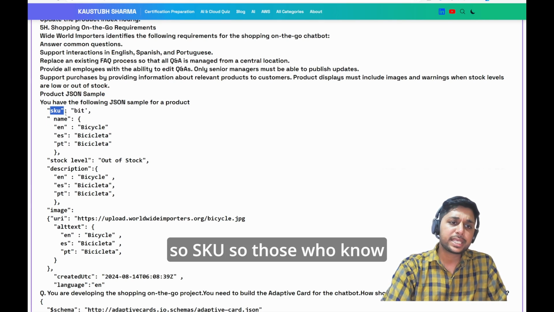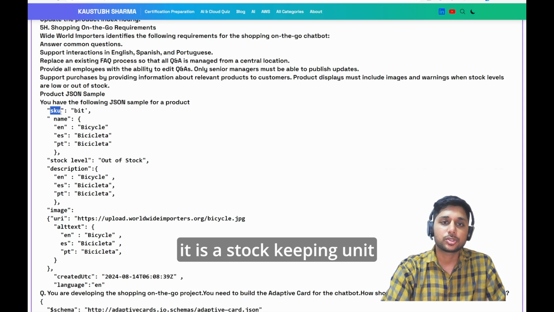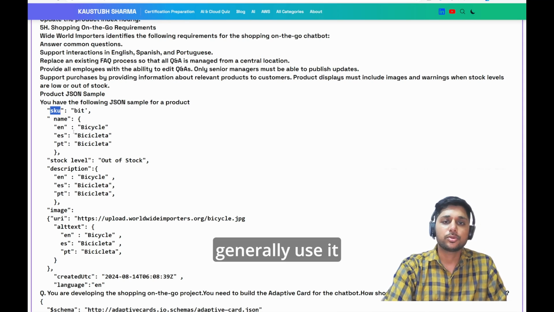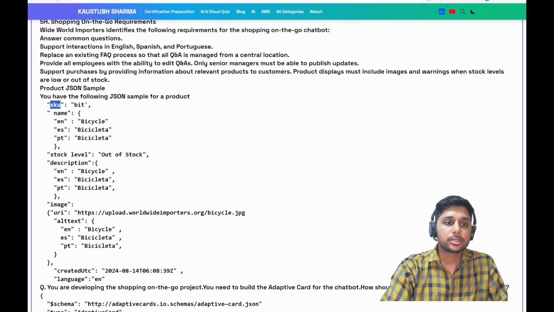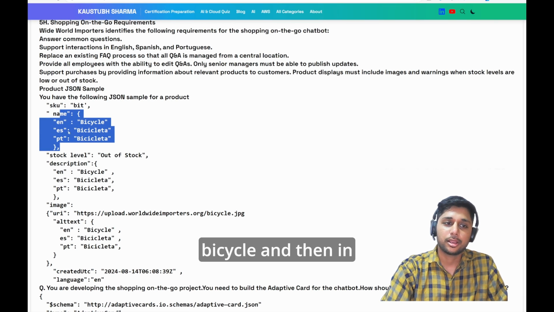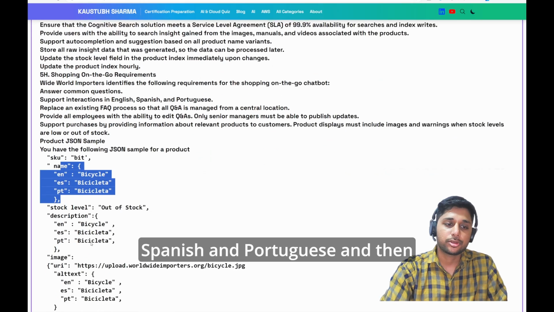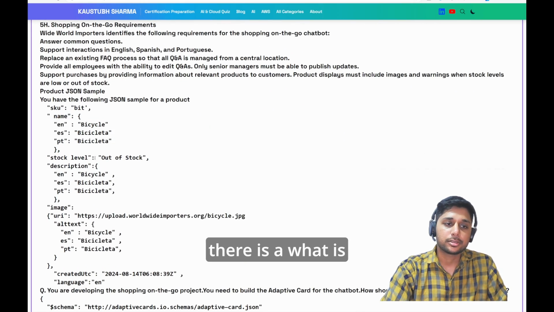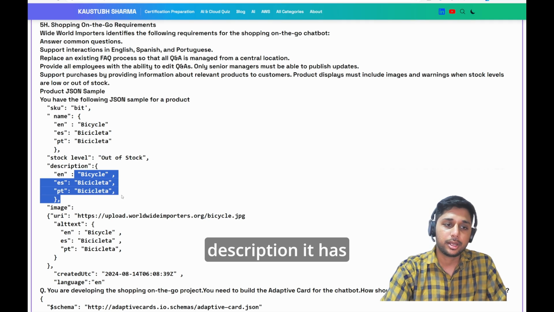Okay, and this is the product JSON available, basically the sample we got. So SKU, for those who don't know what SKU is, it is a stock keeping unit, generally used for inventory applications, just like Amazon, Flipkart or something. There we have the name of our product, bicycle, then the same in Spanish and Portuguese, and then the stock level of it. Currently it is out of stock. What is the description it has?